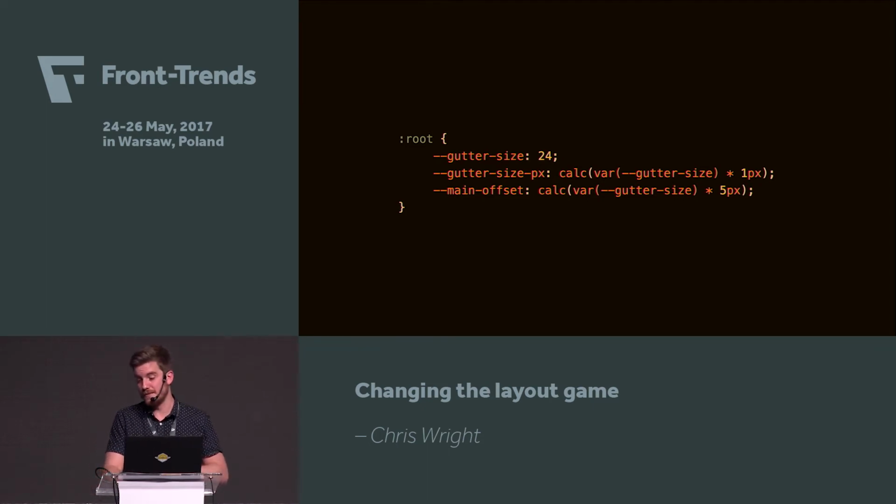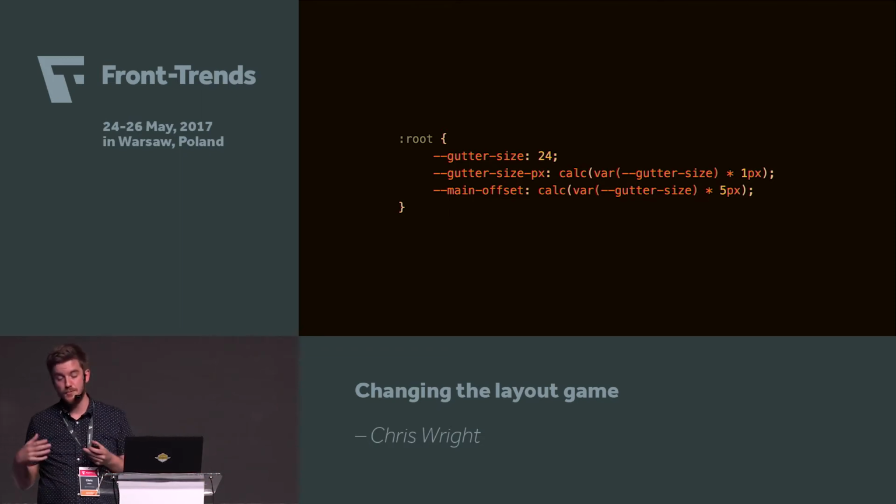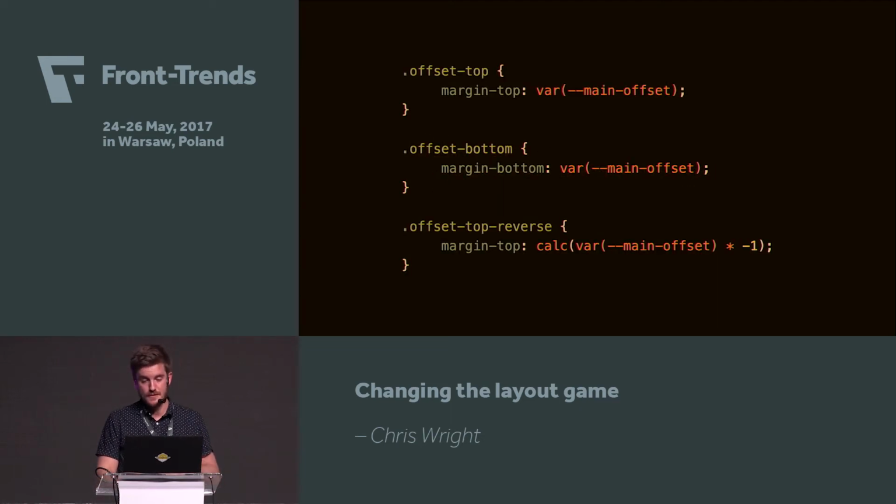So you would define something like this. And in this case, I'm using the relationship. I'm using the size of the gutter to calculate how much I want to offset. And then just applying classes in that way.